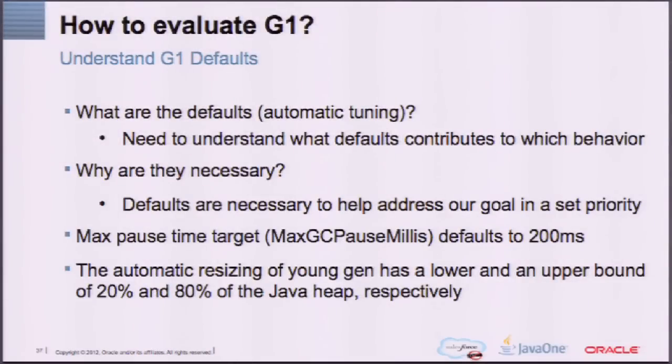So how do you evaluate G1? I keep on saying this over and over again. Understand G1 defaults. What are the defaults? How do they impact your application's behavior? Basically, what default contributes to what behavior? And why are they necessary, first of all? They're necessary to address your goal and set priority. So what are the goals? Throughput, latency, and minimal footprint. So for G1, the goal is low latency.